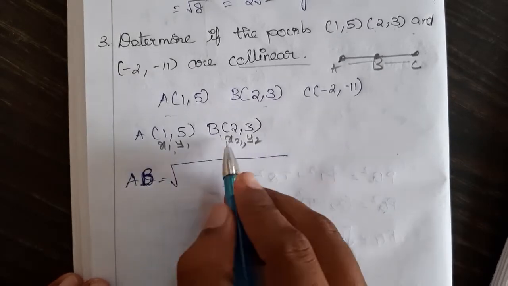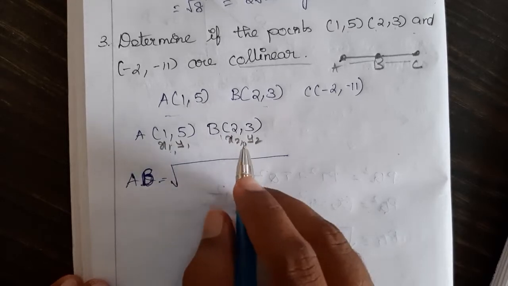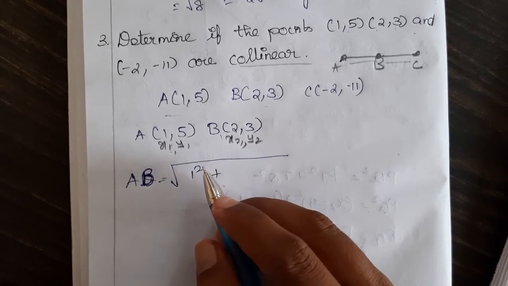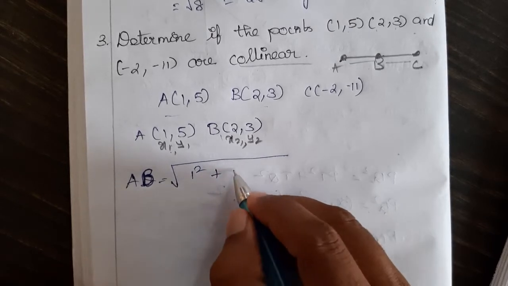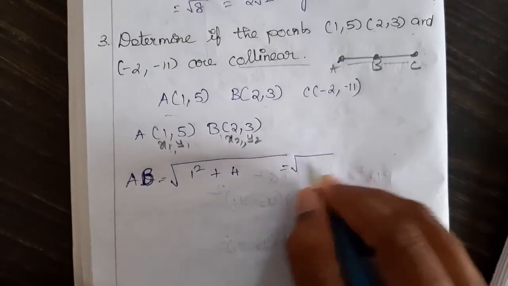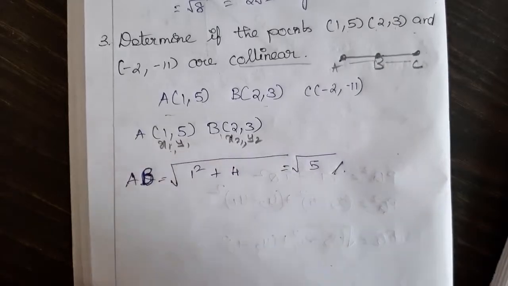square root of x2 minus x1, that is 2 minus 1, which is 1. So 1 square plus 3 minus 5, which is minus 2. Minus 2 square is 4, right? I have just written it directly. So square root of 1 square, 1, plus 4 is 5. So the value of AB is square root of 5.